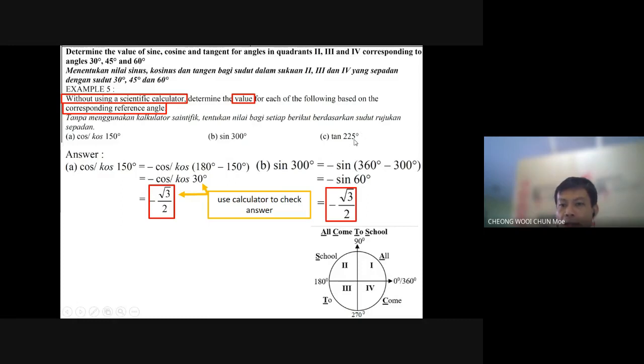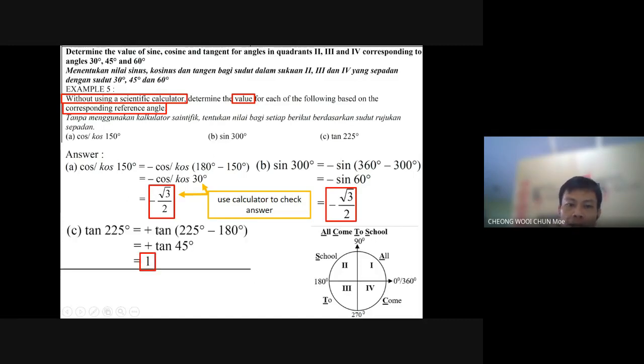Tangent 225. Where is tangent 225? Okay, it's more than 180 but less than 270, so it's quadrant 3. In quadrant 3, tangent is positive, so the answer will be positive. No need to write it. To get the corresponding angle based on the x-axis, it will be 225 minus 180, you get the remainder 45. So you can press tangent 45, which is 1. So the answer is 1.